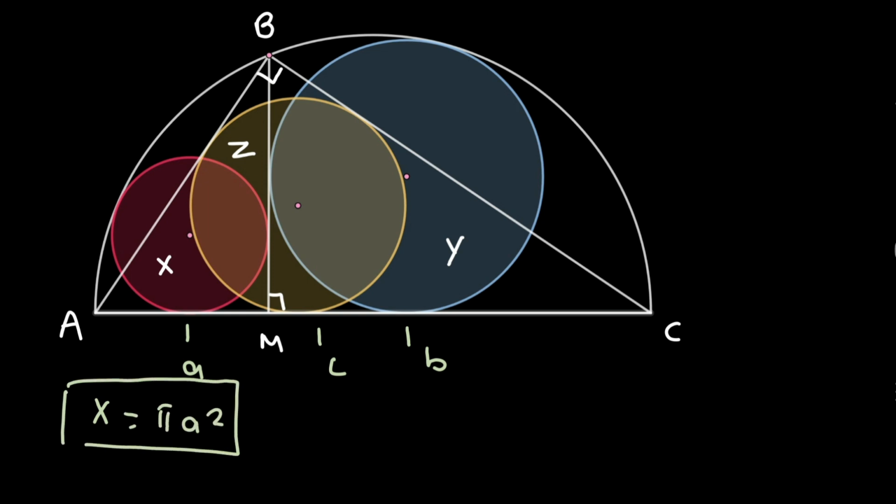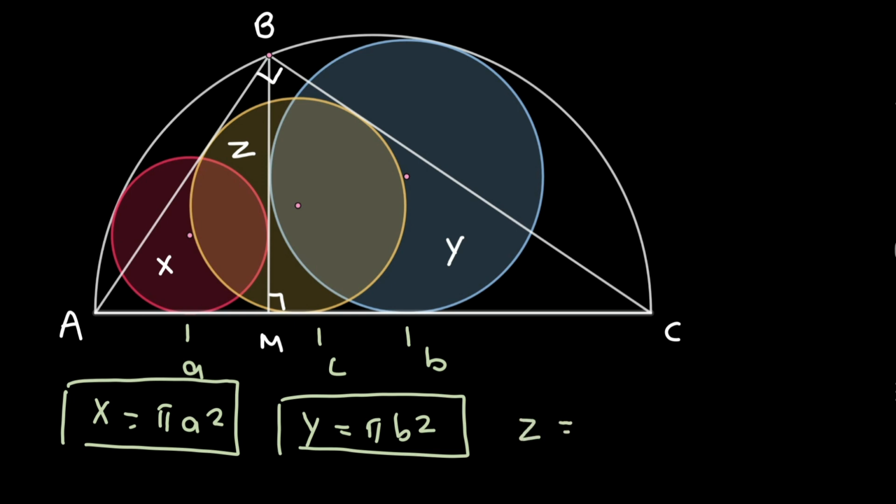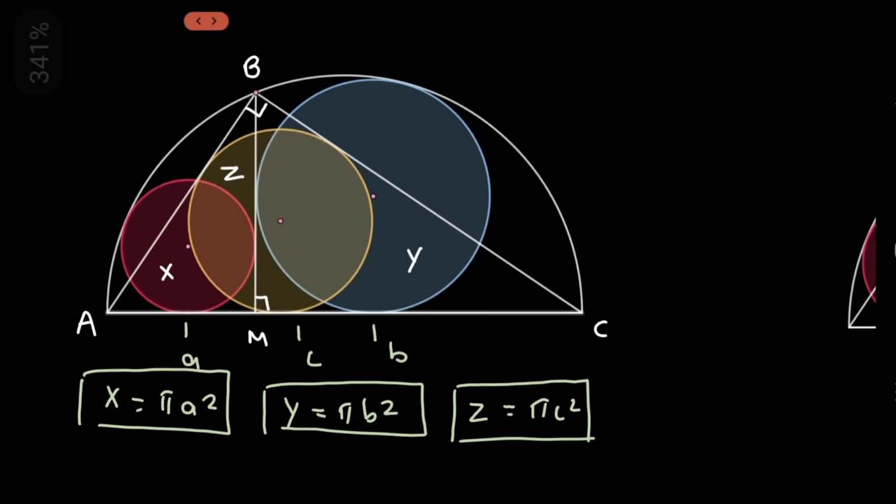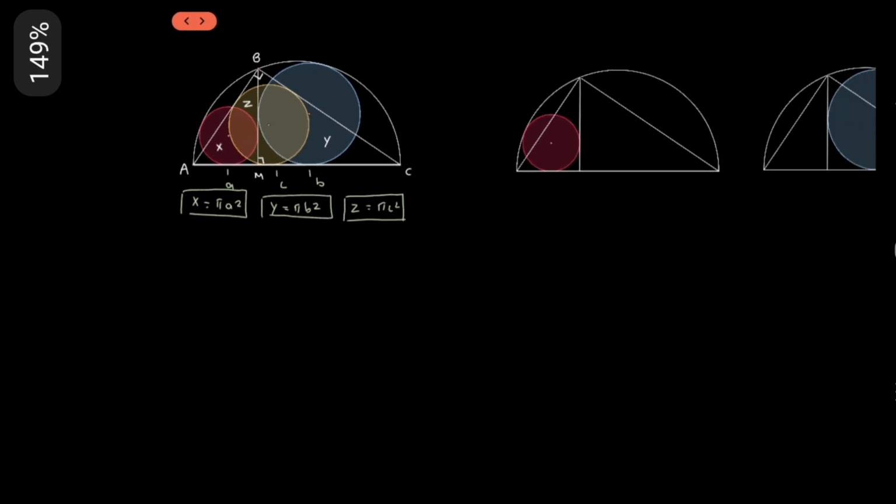Similarly, the area of the blue circle, that is Y, would be equal to pi times B square, and similarly the area of the yellow circle, that is Z, would be equal to pi times C square. So here we have got the value of X, Y and Z in terms of A, B and C respectively. Now to move further in the solution, I will simply take out three diagrams out of this main diagram.